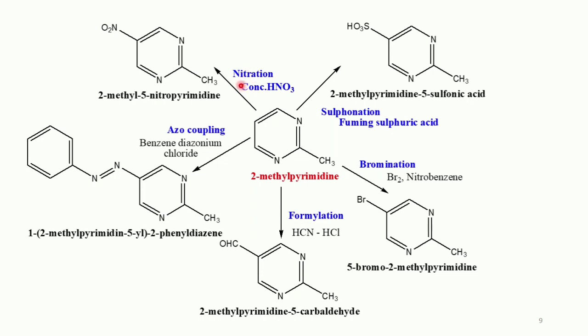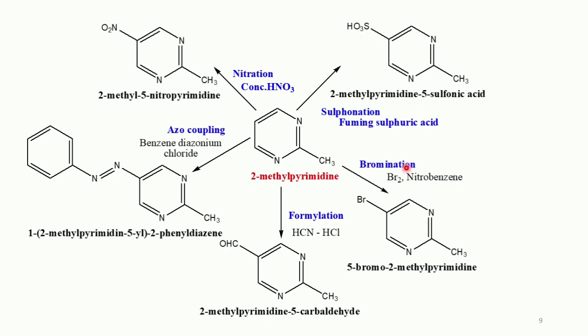In the case of nitration, we know that nitration happens by reacting with concentrated nitric acid. So 2-methyl pyrimidine undergoes nitration with concentrated nitric acid and gives 2-methyl-5-nitropyrimidine, with the nitro group at the fifth position. Sulfonation happens when 2-methyl pyrimidine reacts with fuming sulfuric acid, giving 2-methyl pyrimidine-5-sulfonic acid, with the sulfonic acid at the fifth position.